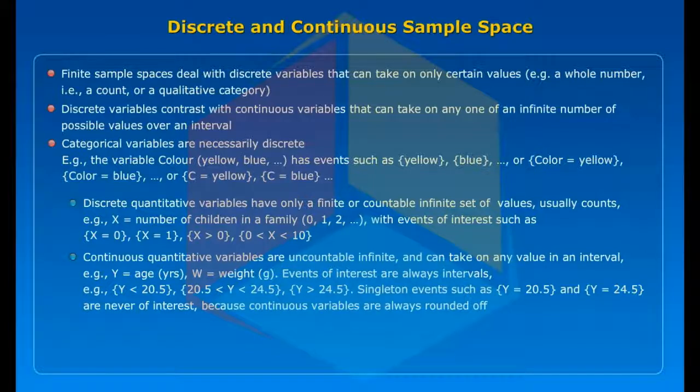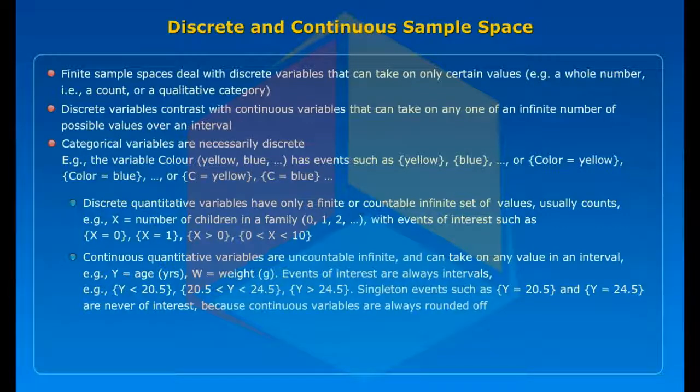Continuous quantitative variables are uncountably infinite and can take on any value in an interval. Example, y is equal to age in years, w is equal to weight in grams. Events of interest are always intervals. Example, y is less than 17.5, or y lies between 17.5 and 21.5, or y is greater than 21.5.